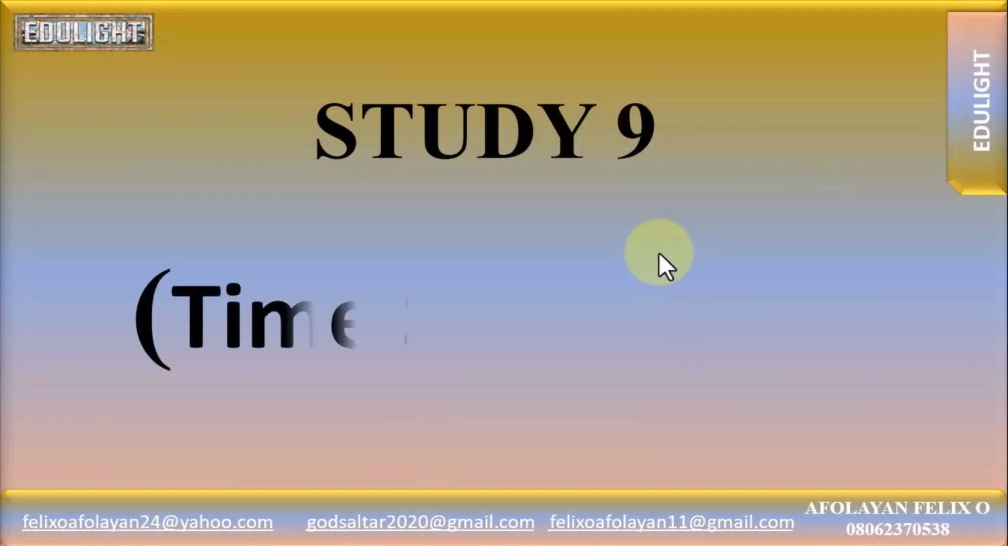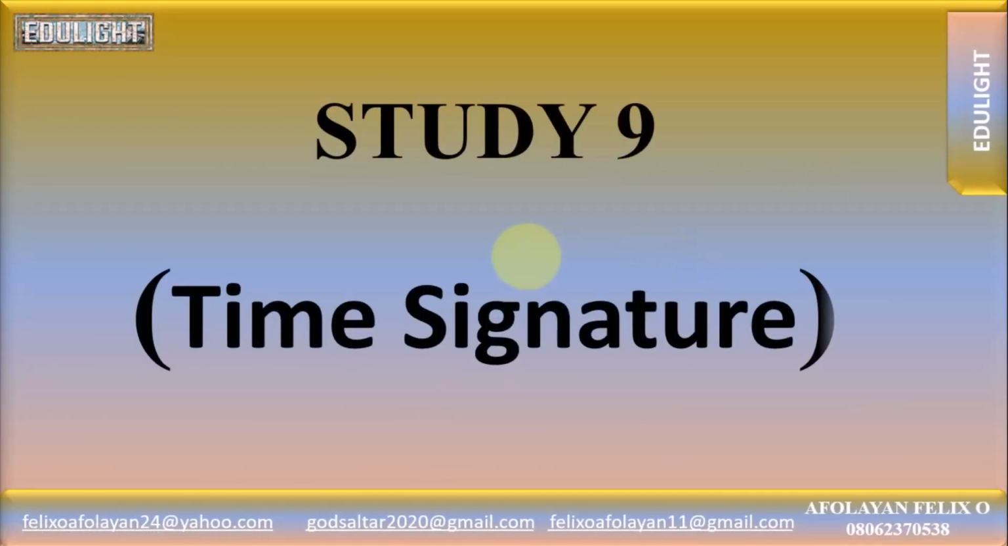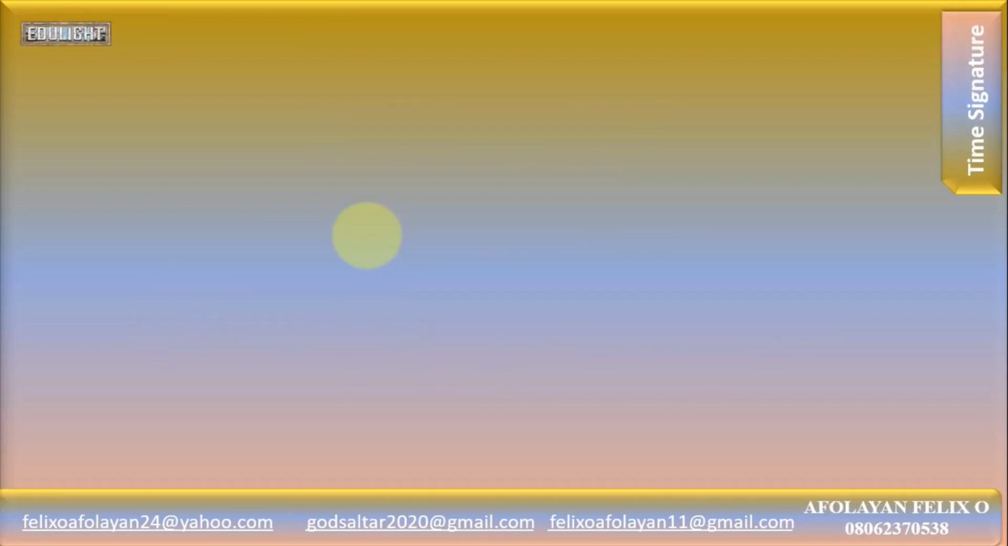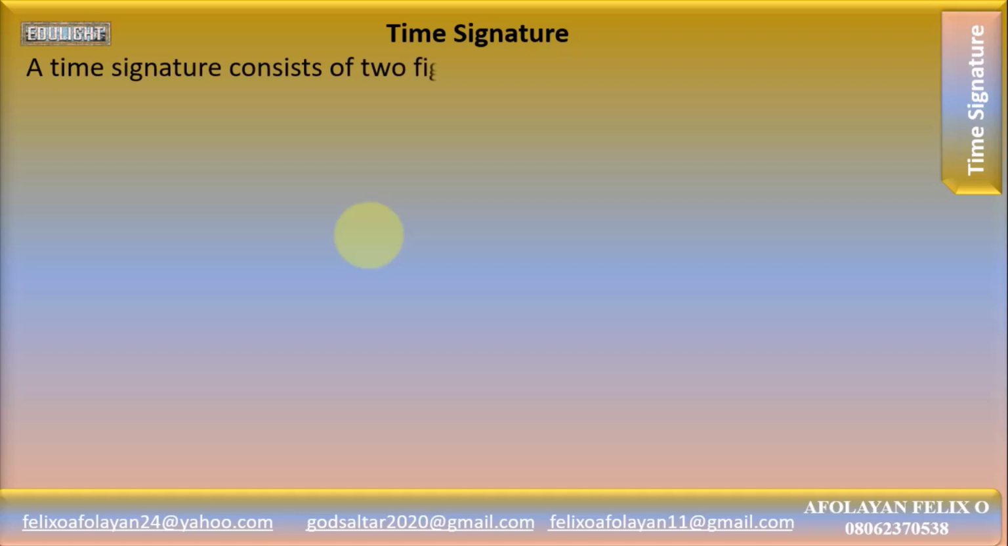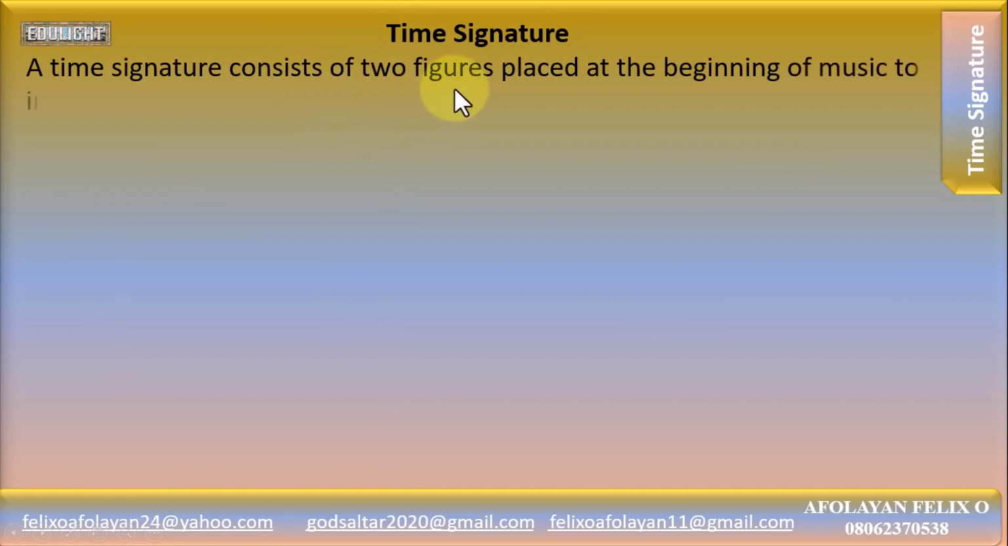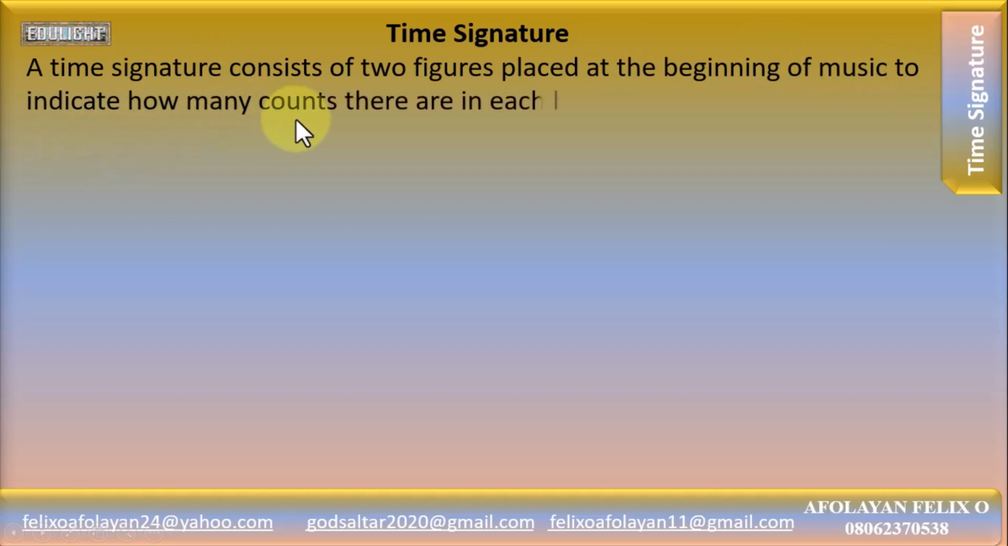To study 9, time signature. Time signature is very important for you to know, because that is the essence of reading a note, sight singing or sight playing. A time signature consists of 2 figures placed at the beginning of music to indicate how many counts there are in each bar.